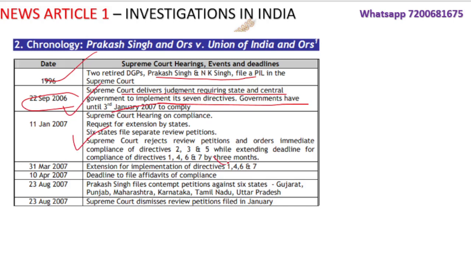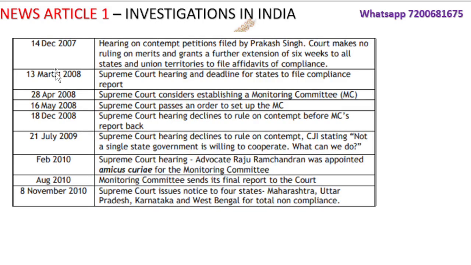Some extension will be given. Deadlines kept being extended because people were not implementing it. And then again, 6 states, Prakash Singh filed petitions telling that they are not following it. In August 2007, the Supreme Court dismisses the review petition. Then it again goes through 2007, 8, 9, 10. So it's going on, and very few states have done certain things.